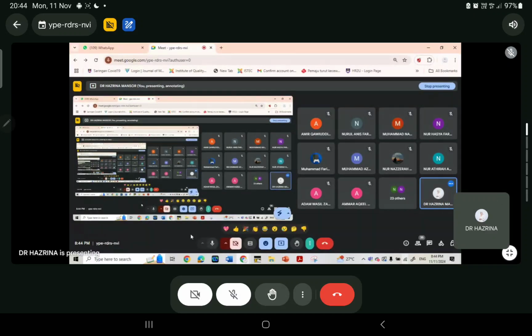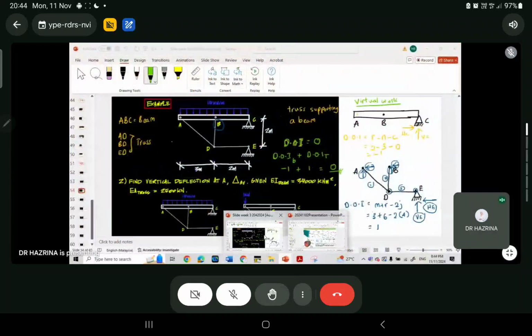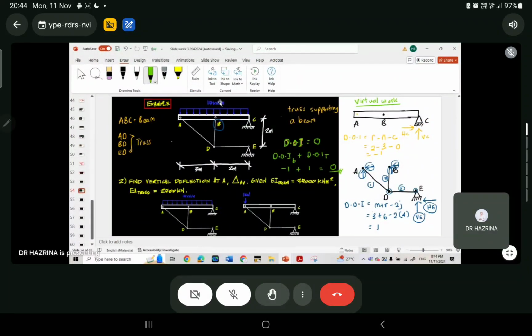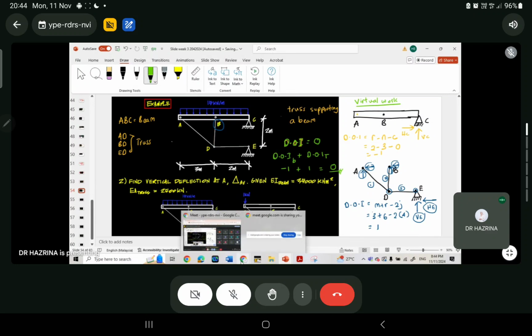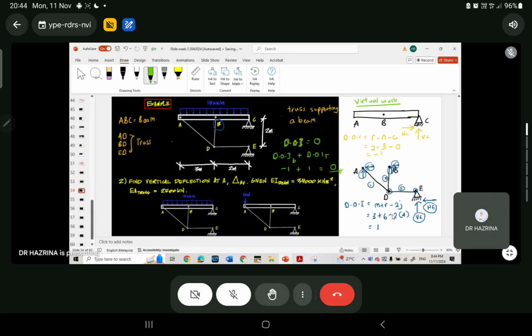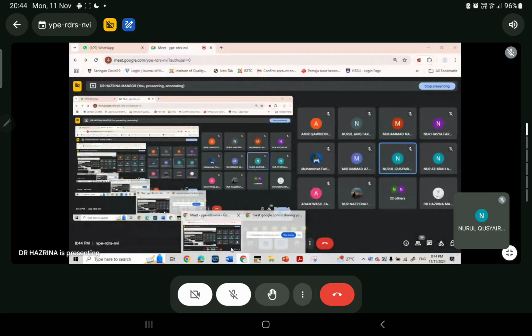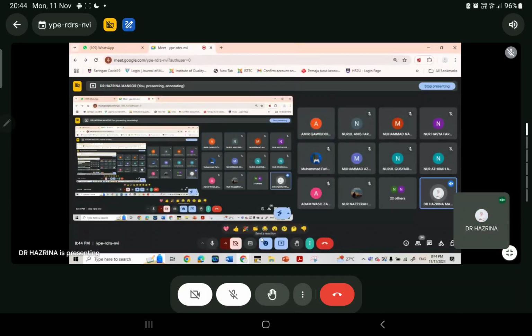Boleh faham? Madam, yang 15 kilonewton tu tak termasuk? 15 kilonewton? Mana 15 kilonewton? This one. Yes. Sebab sekarang ni kita kira DOI. Dalam DOI, kita tak ada perlukan loading lagi at the moment. Faham ke? Sebab kita baru nak kira degree of indeterminacy. Okay, faham.